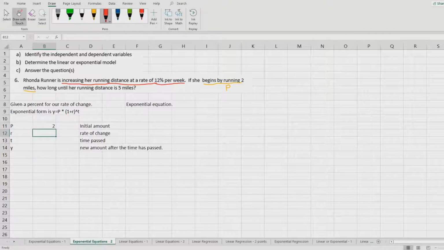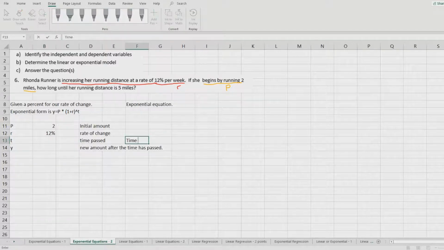R is the rate of change. It tells us that it is increasing at 12%. Place an R here, and show that R is 12%. Now, because it says increasing, we are going to say that this is positive 12%. If anything's decreasing, we say negative. Now, here's the tricky part. For the time passed, I'm looking through the question, and I notice that there is nothing given about time. So time is not known, so we can leave it blank.